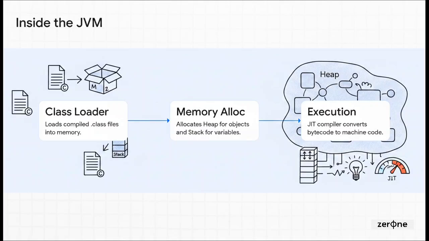And what's really interesting here is the JIT, or just-in-time compiler. Instead of reading bytecode line by line, which can be pretty slow, the JIT compiler identifies frequently used chunks of code and compiles them down to native machine code on the fly during runtime. It's a massive performance boost.